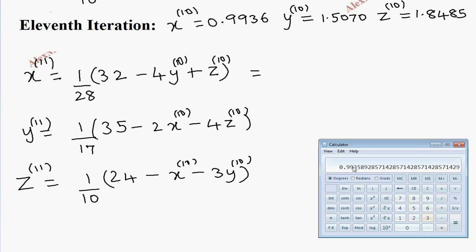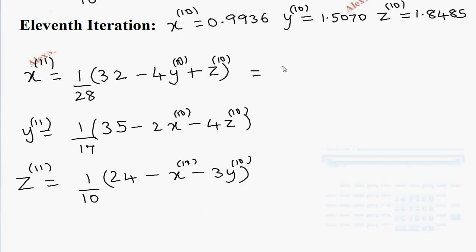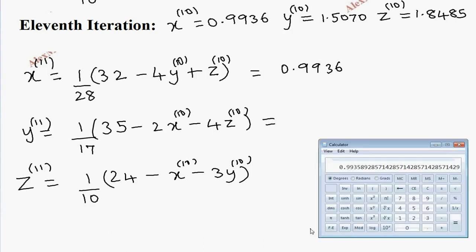So we get 0.9936 after rounding off. Then y of 11 is 35 minus 2 into 0.9936 minus 4 into 1.8485. This whole value divided by 17, which is 1.50698. When we round off, 1.5070.